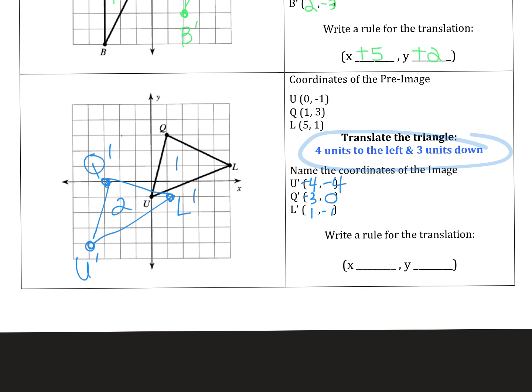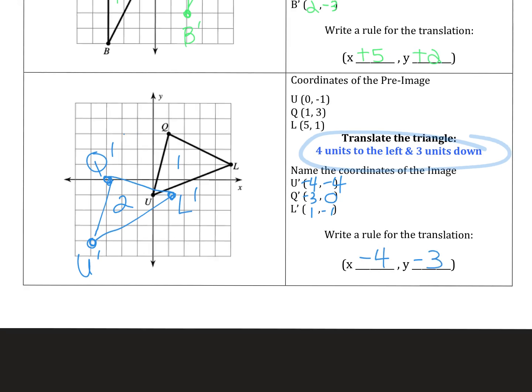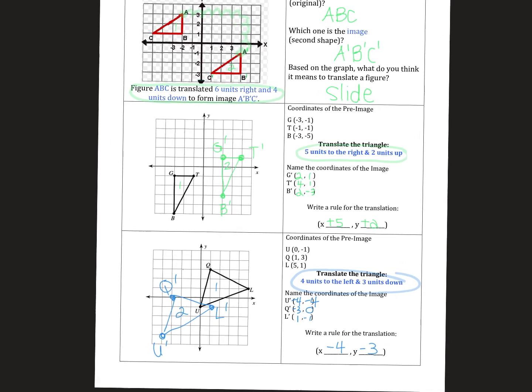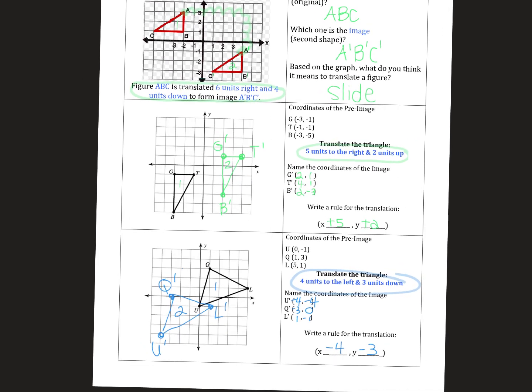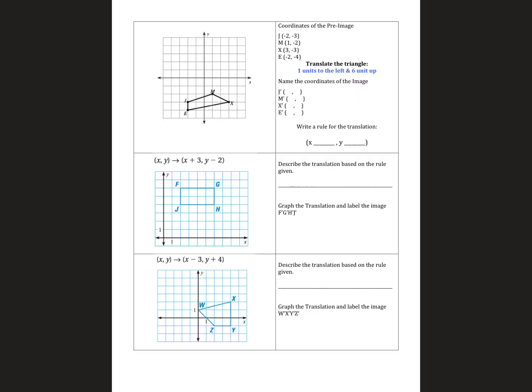So the rule for this one is a little different. Because I went left, I'm going to go -4. I took away 4. And going down 3, I'm going to go -3 because I went down 3. Okay, so that is everything for page 1. Like I said, if I went too fast or you have any questions, you can pause the video. I'm going to move on to page 2.